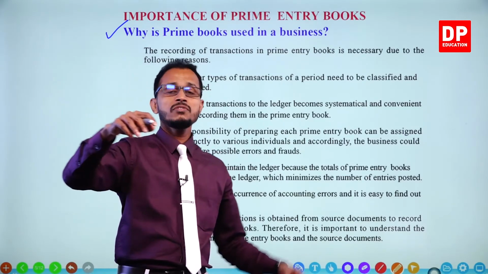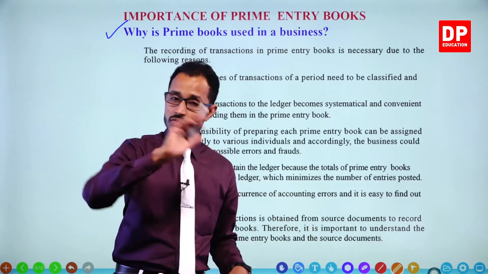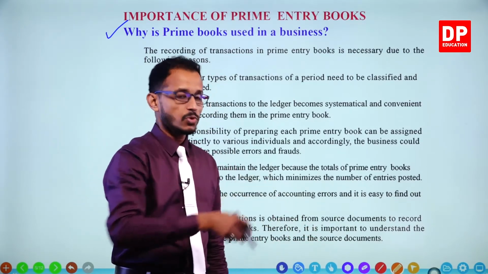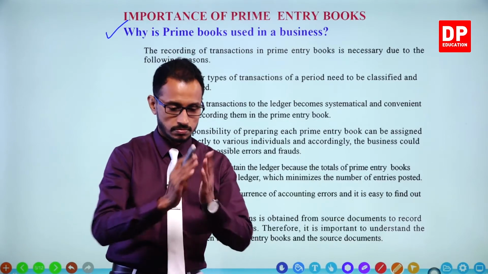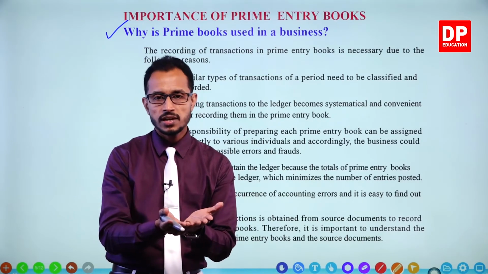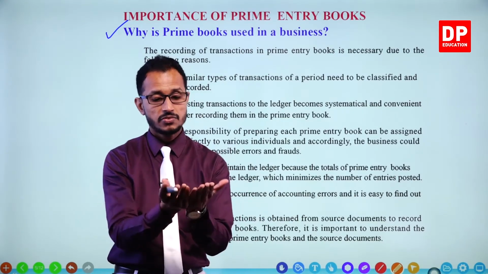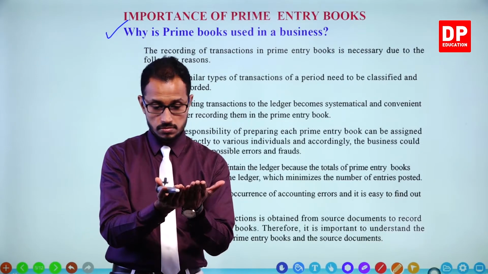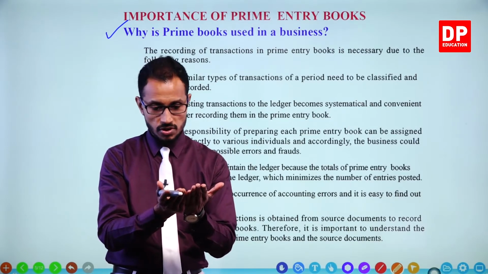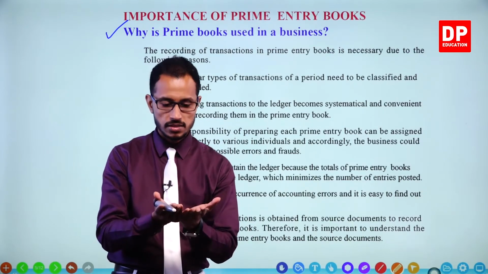Now, you know, children, when transactions occur, there are various transactions. All the transactions are not recorded in the same book. Well, it will be an utter mess, right? If all the transactions are jumbled in one book, and if you open that book, you will not be able to sort out which is which, right?